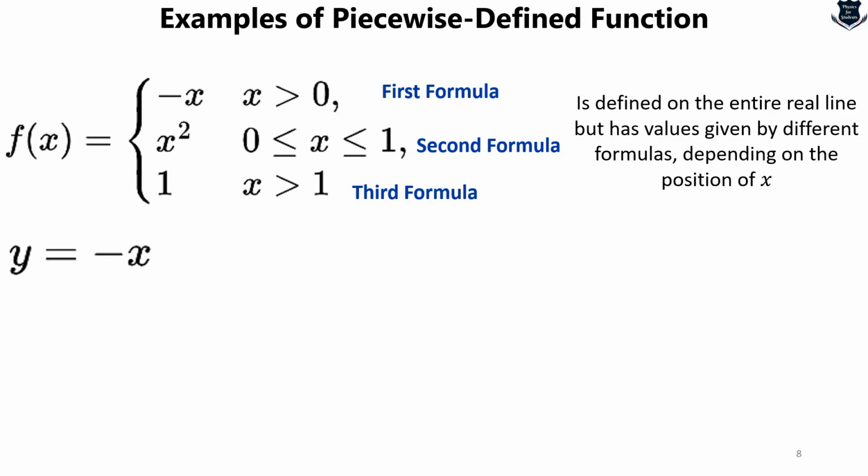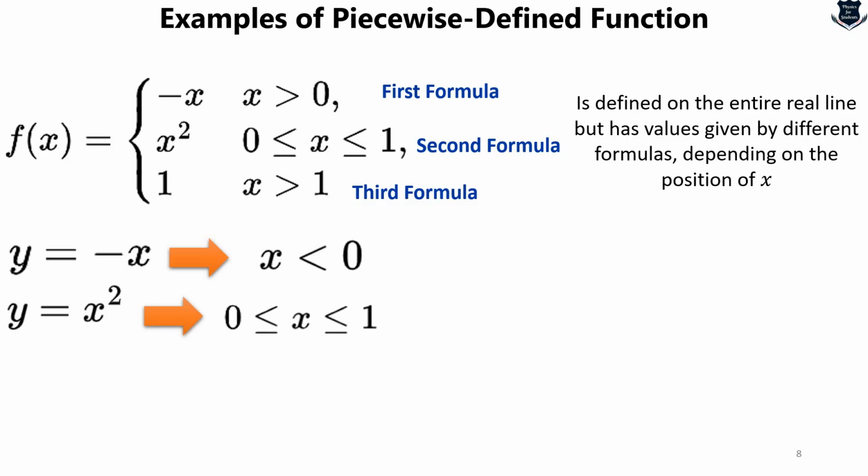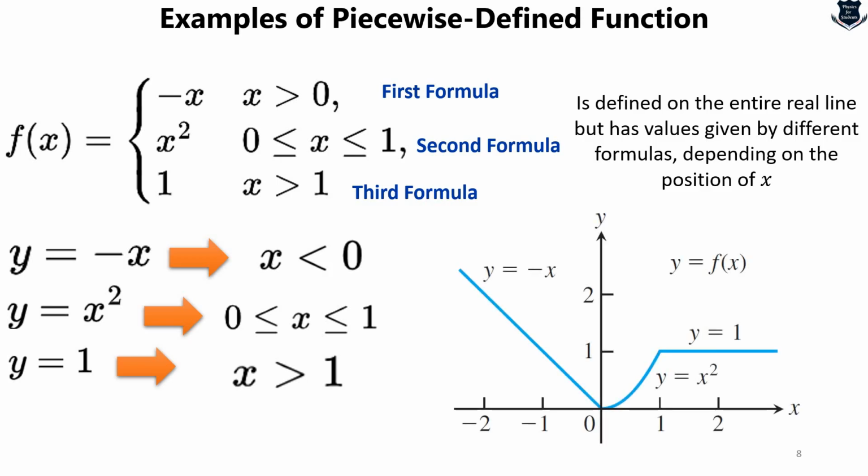Now say for example, the function is given by y equals minus x when x is less than 0, y equals x squared when 0 is less than or equal to x and x is less than or equal to 1, and y equals 1 when x is greater than 1. So the function, this one, is just one function whose domain is the entire real set. However, the graph looks something like this.